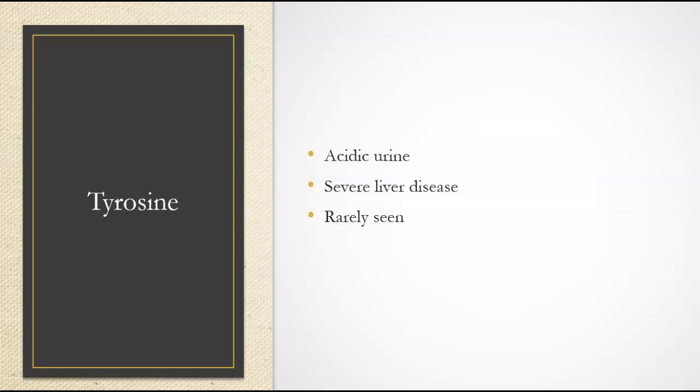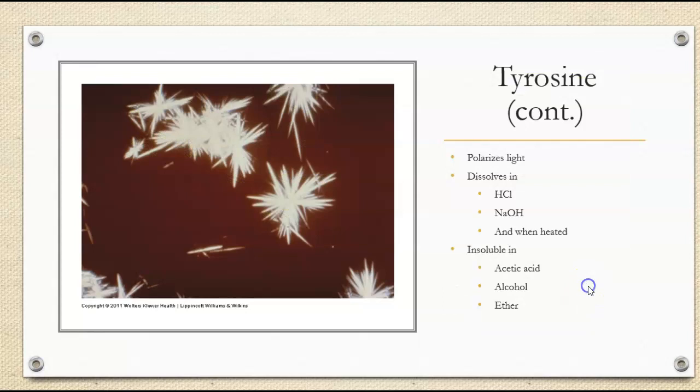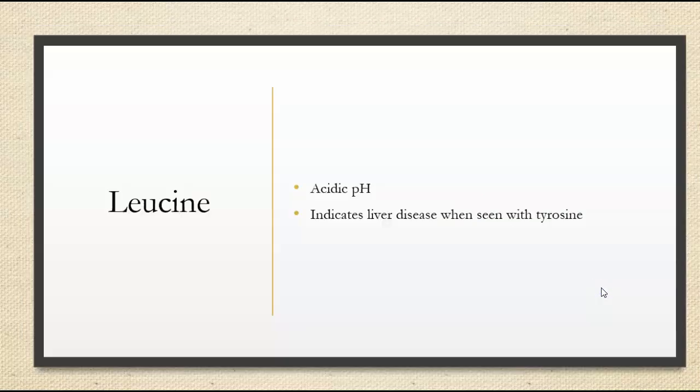Tyrosine we will see in acidic urine or severe liver disease. These are rarely seen crystals, and they're colorless needles in bundles or sheaves. So this is not something we commonly see. It will polarize the light, it will dissolve in HCl and NaOH, and when we heat it, and it's insoluble in acetic acid, alcohol, and ether.